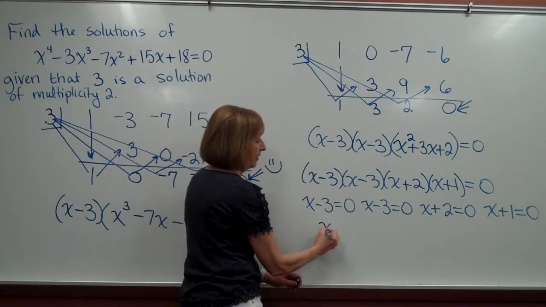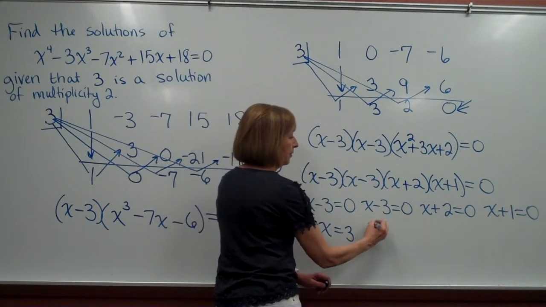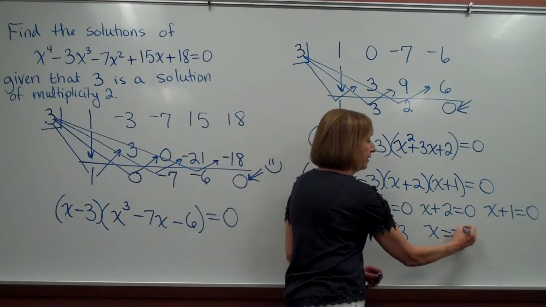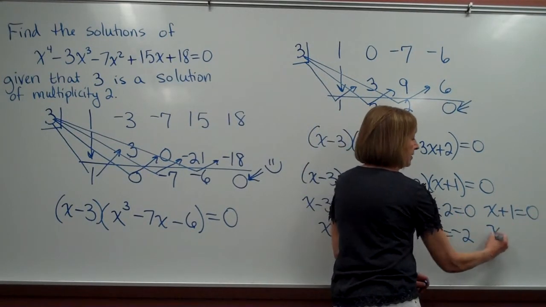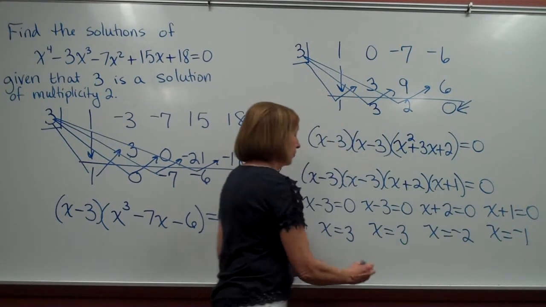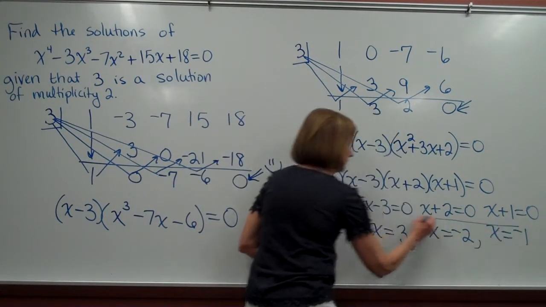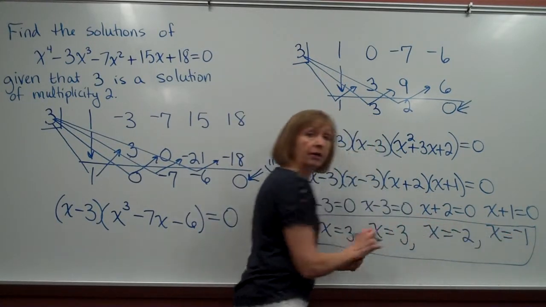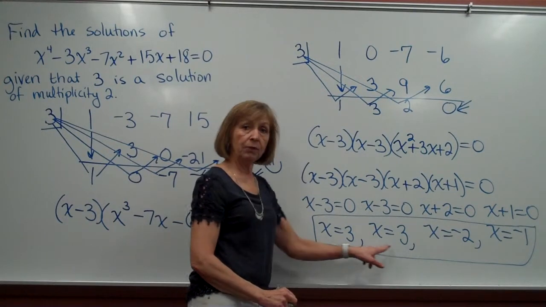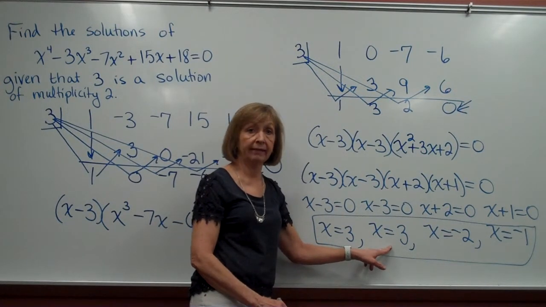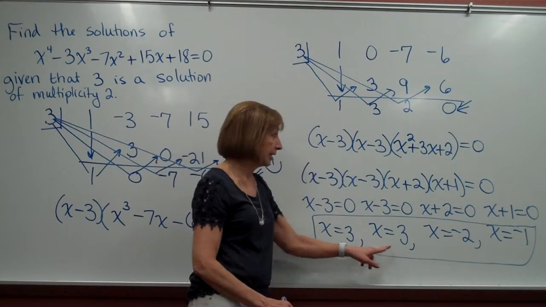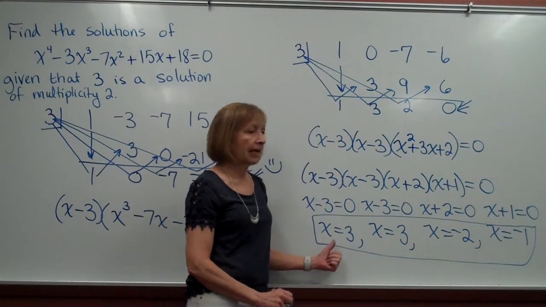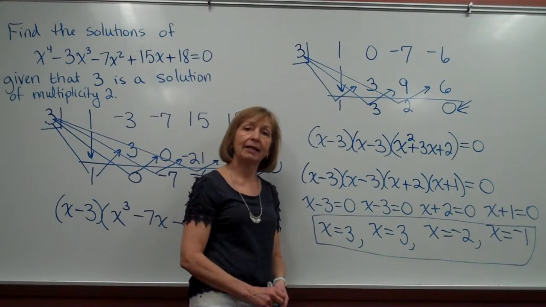So add 3 to both sides, there's x equals 3. Add 3 to both sides, x equals 3. Subtract 2 from both sides, x equals negative 2. And subtract 1 from both sides, x equals negative 1. So you see that we have 1, 2, 3, 4 solutions. My 3 was a solution of multiplicity 2, like they said in the setup of the question. And looking at this, that's the full list that we have, and so those are the solutions of our original polynomial equation.